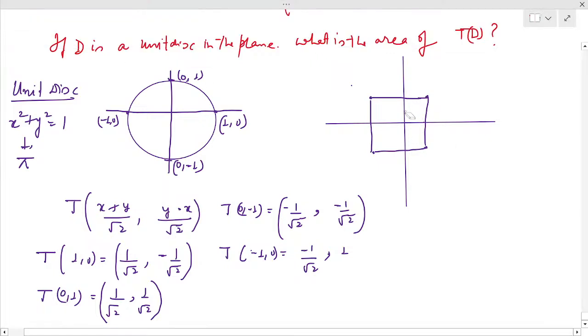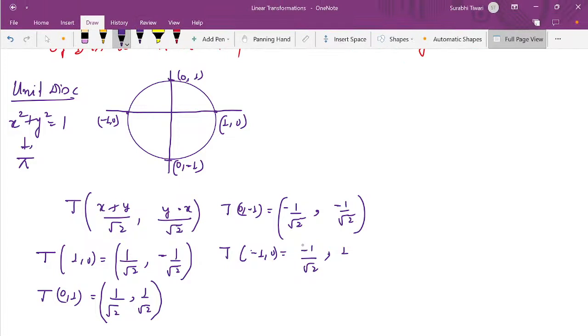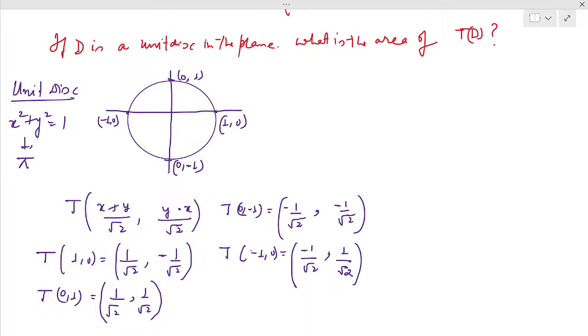I think this is not something that I can think of. See how it is transforming. So it's transforming this way. Okay, so I know one thing. This is 1/root 2, sorry, minus 1/root 2. So the last coordinate: (-1, 0) would transform to (-1/root 2, 1/root 2), right? This is fine.